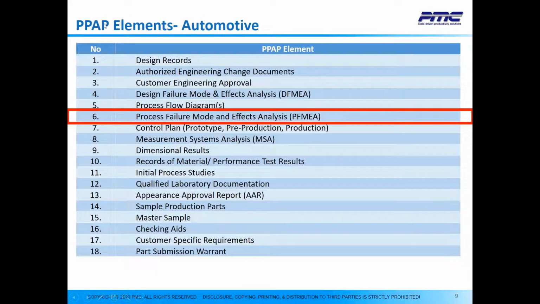The PPAP elements in automotive: as per the AIAG manual, there are 18 PPAP element requirements, and PPAP stands for Production Part Approval Process. Process Failure Mode and Effects Analysis is the 6th requirement of the PPAP.